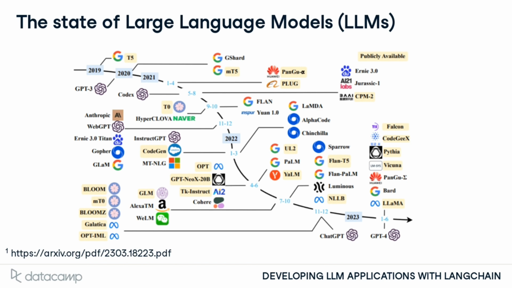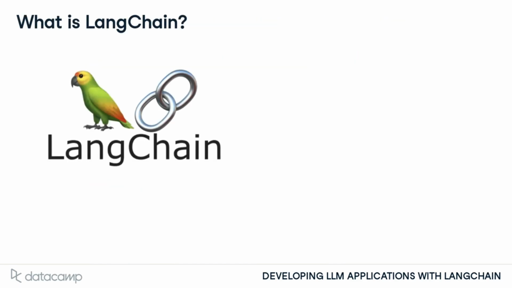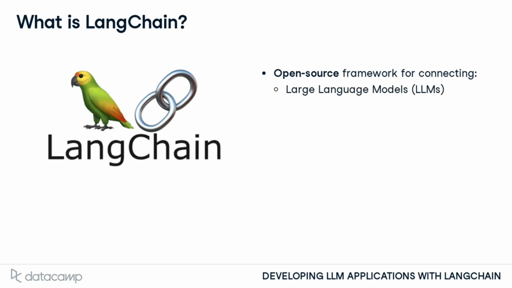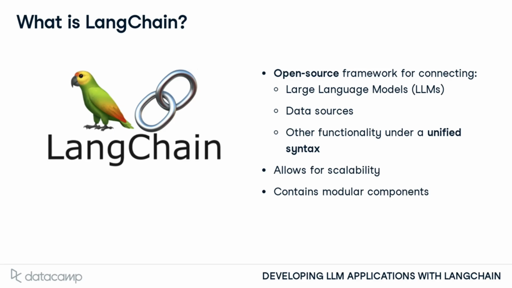Additionally, these models often have to interact with other systems to retrieve data or monitor performance, which adds another layer of complexity. LangChain is an open-source framework that helps developers connect LLMs, data sources, and other functionality under a single unified syntax. With LangChain, developers can create scalable, modular LLM applications with greater ease.